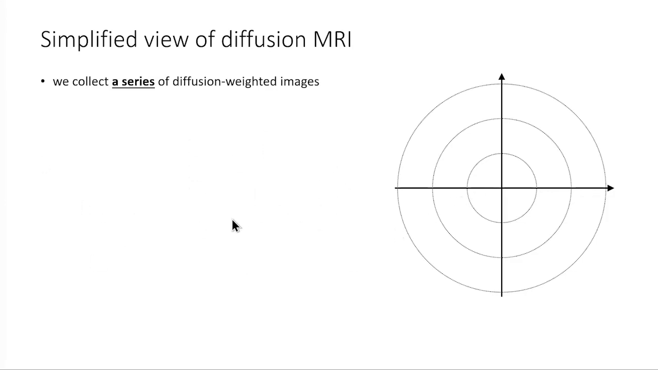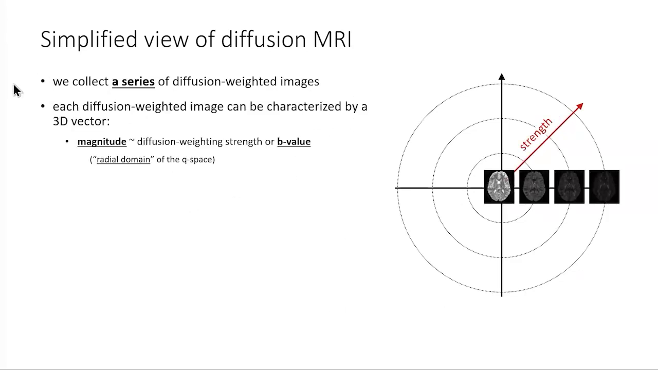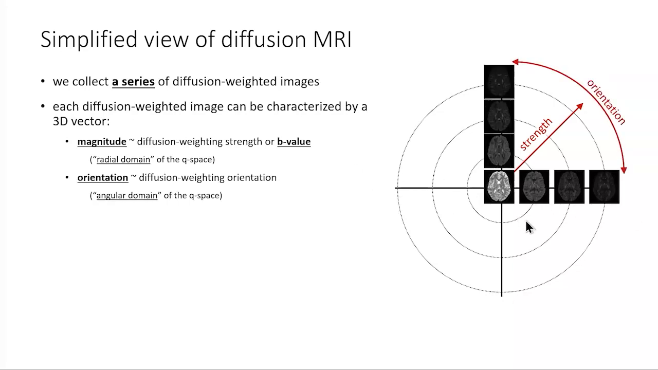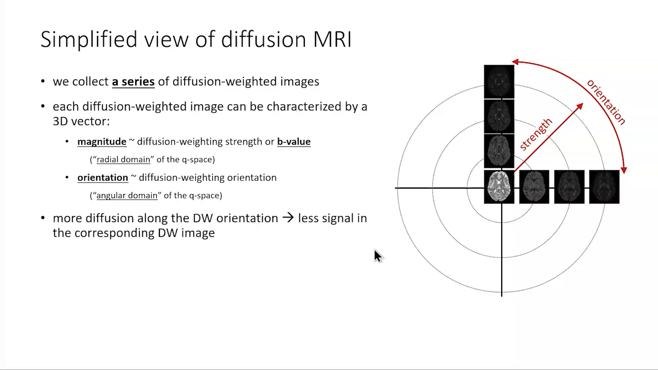This is a simplified view of diffusion MRI. We always collect a series of diffusion-weighted images. Each of these images is characterized by a 3D vector, which has a magnitude, and this magnitude is proportional to the diffusion weighting strength, or the b-value. With this, we can sample the radial domain of the q-space. Then it also has an orientation, which tells us the orientation in which our diffusion-weighted sequence is made sensitive to diffusion. So this is covering the angular domain of q-space.